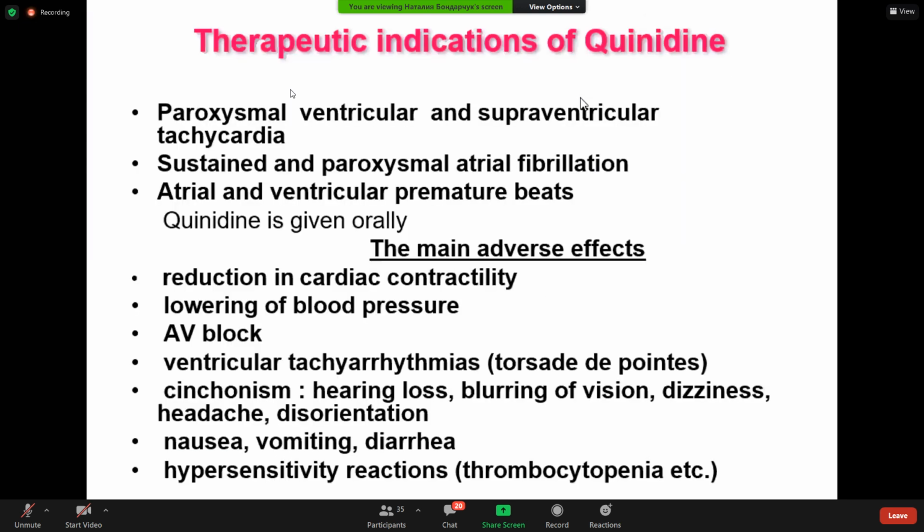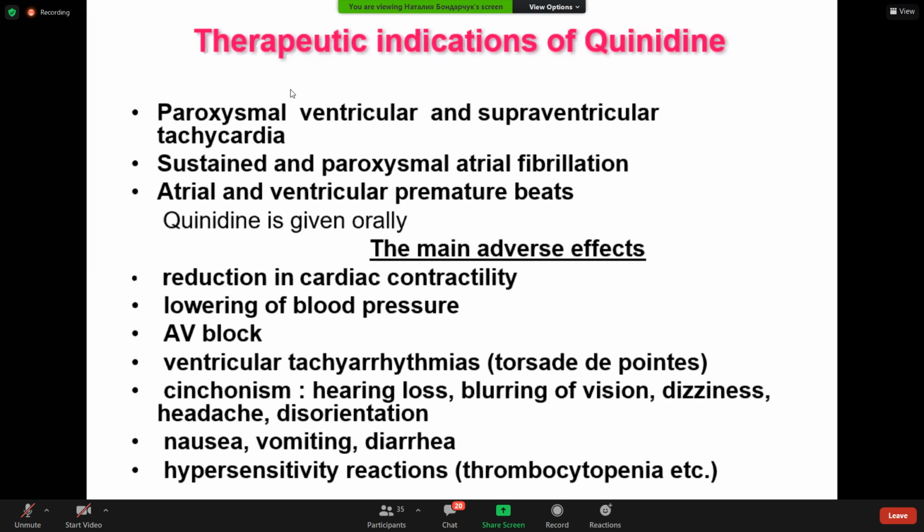So therapeutic uses or indications of quinidine are paroxysmal ventricular and supraventricular tachycardia, sustained and paroxysmal atrial fibrillation. According to site of origin or localization, quinidine can be used in all types of arrhythmia, atrial and ventricular. Route of administration: we use quinidine orally.